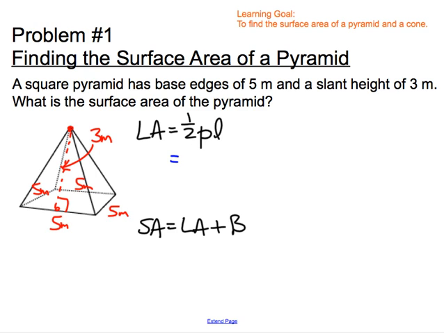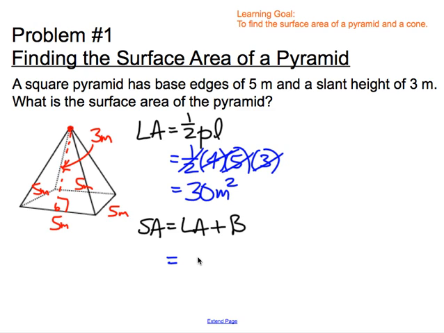So lateral area is 1/2 the perimeter of the base. There are 4 sides, and each side has a length of 5. And the slant height here is 3. So 4 times 5 is 20. Half of 20 is 10. Times 3 is 30. So the lateral area is 30 square meters.